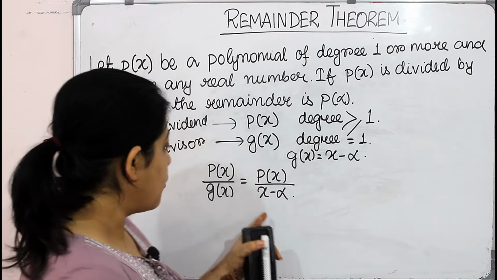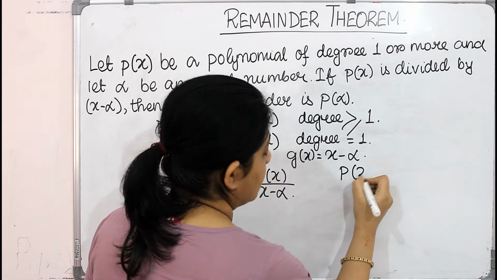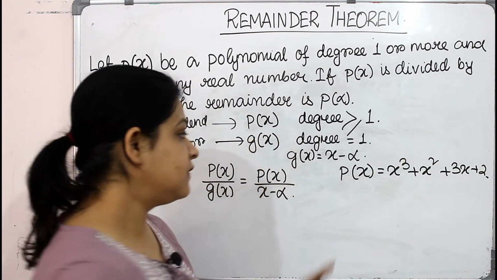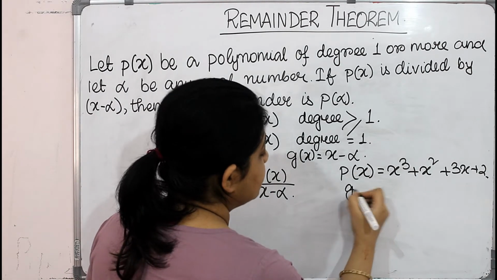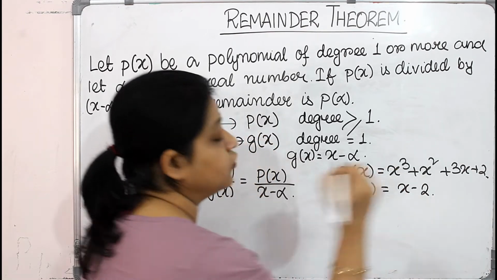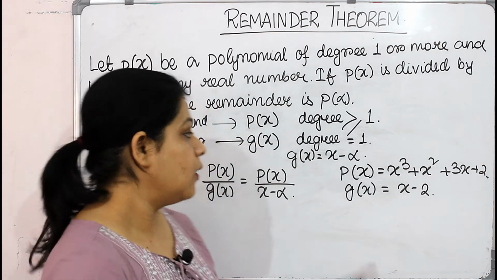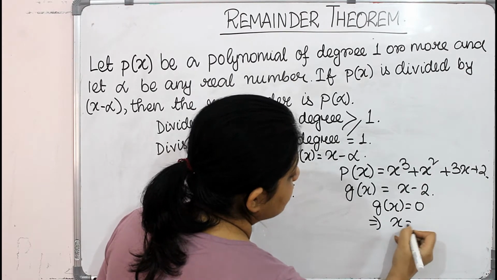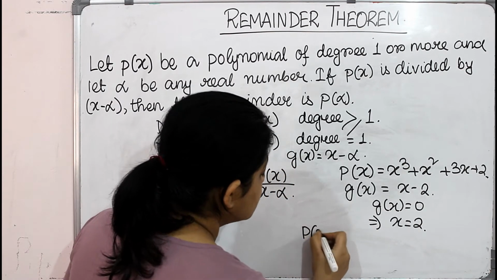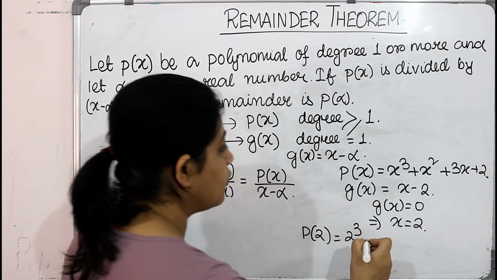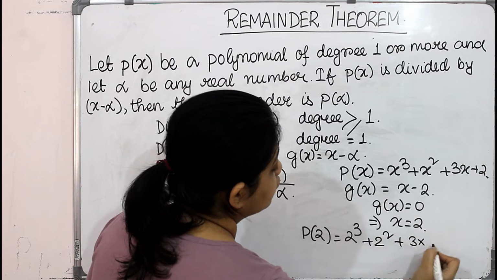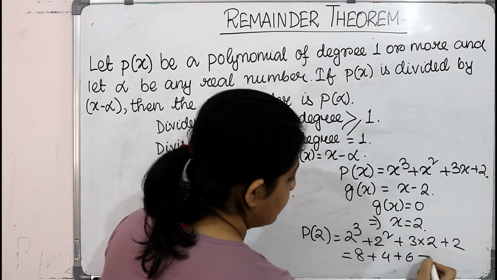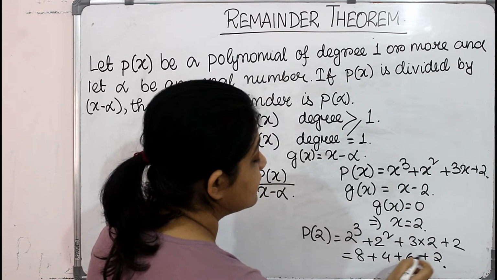Suppose P(x) is x cube plus x square plus 3x plus 2, and G(x) is x minus 2. If I write G(x) equal to 0, you get x equal to 2. Now P(2) will be 2 cube plus 2 square plus 3 into 2 plus 2, which gives 8 plus 4 plus 6 plus 2. 8 plus 4 is 12, plus 6 is 18, plus 2 is 20.